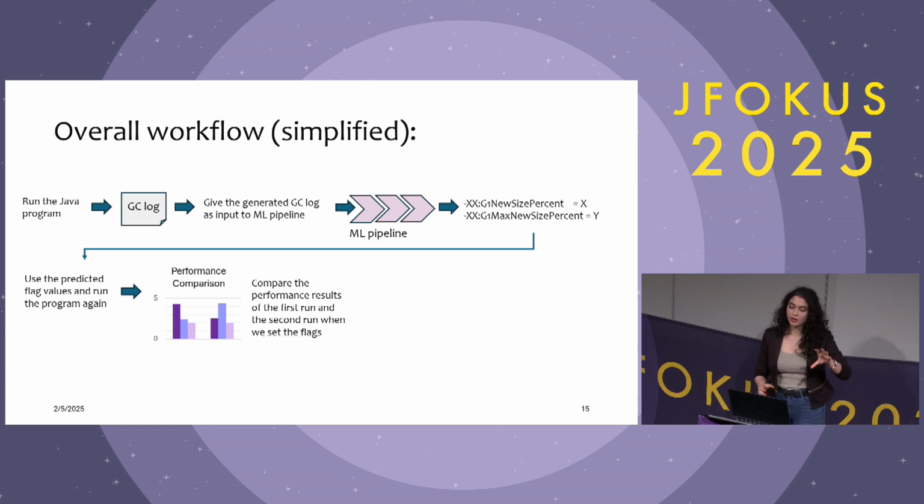On the left, we have our Java program. We run it once to generate the GC log, and then we feed that GC log to our machine learning pipeline, which gives us the suggested flag values for the flags that we selected. And eventually, we compare the performance of the run where we use the predicted values and the default run, let's call it that, where we did not use those flags.